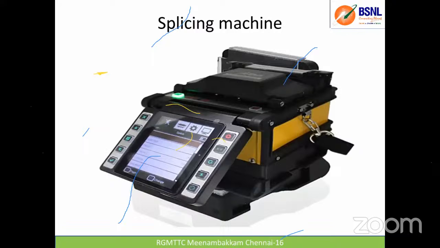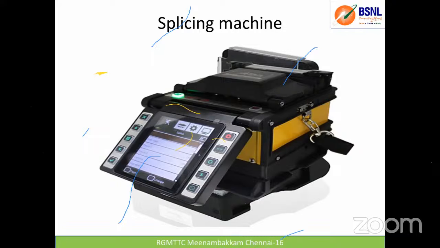Actually, it is a splicing machine. A splicing machine is used for splicing, and splicing in terms of fiber means joining of two fiber cables.